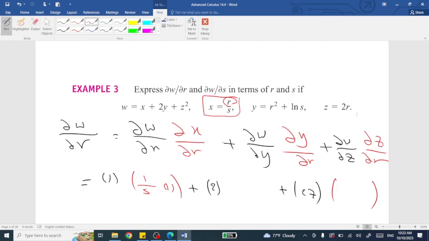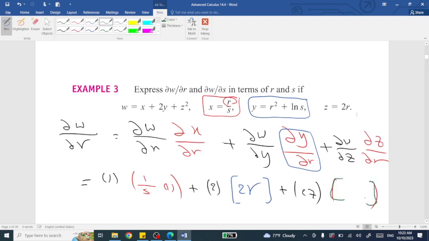Then tell me about the blue one. So here is my Y by R, equal to what? 2R, because ln of S is a number. Cancel it. How about the green one? By R, equal to 2. Then you will multiply and you will get the whole thing.